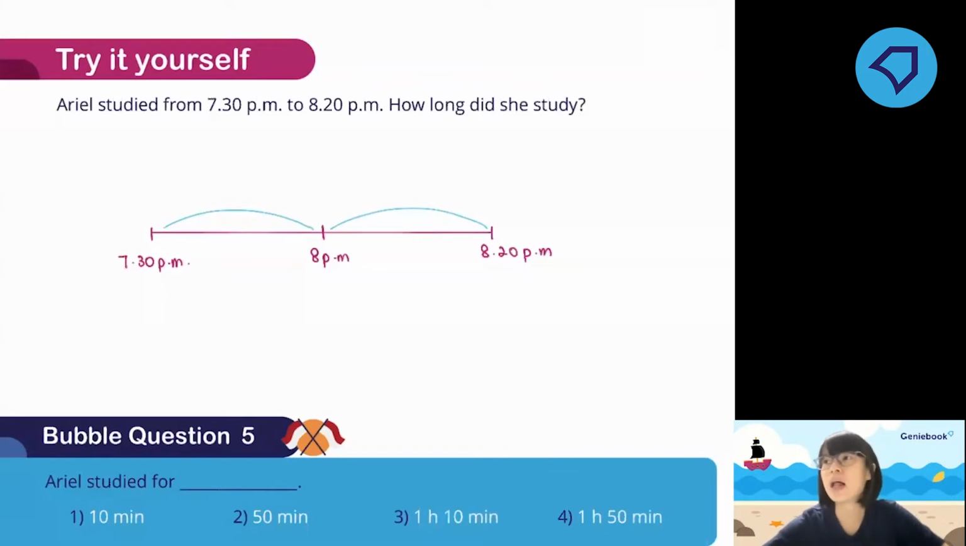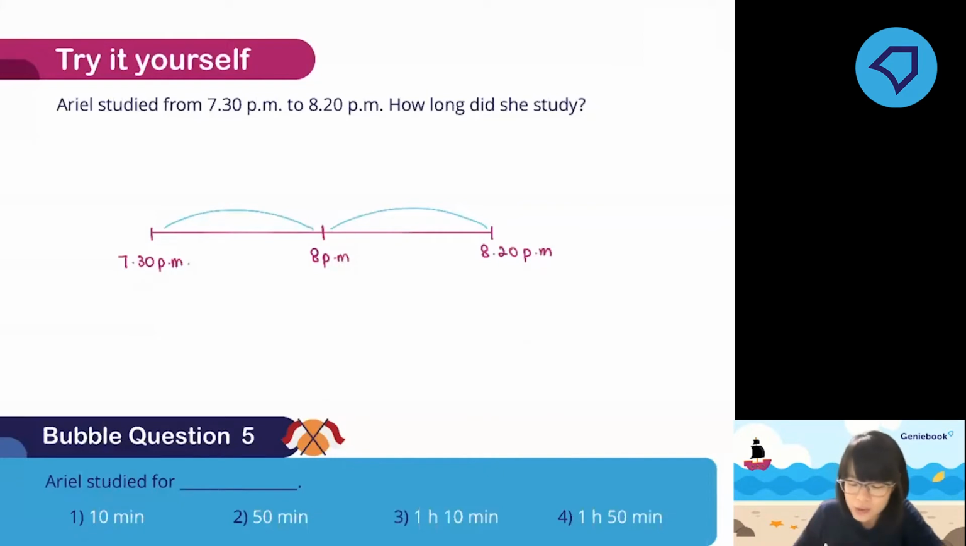And time's up. A lot of you gave me option number 3. Because you see this, right? Because you see 7 to 8 means must be 1 hour. Difference between 30 and 20 is 10. Not like that, okay? Not like that. Yeah, all right. So in this case over here, do it slowly. Do it slowly. Draw out the timeline, all right?